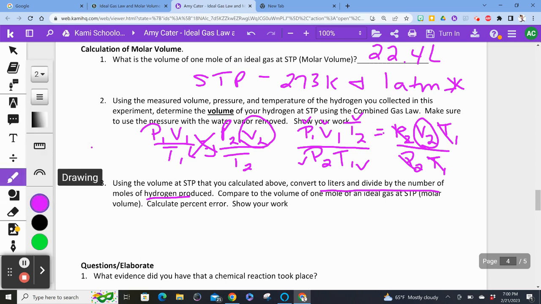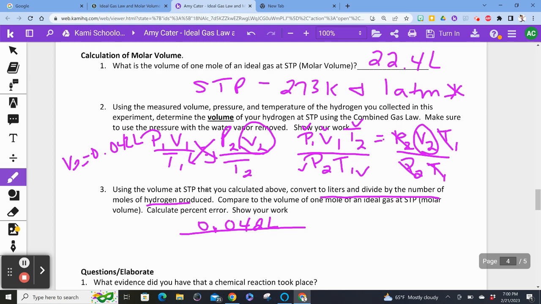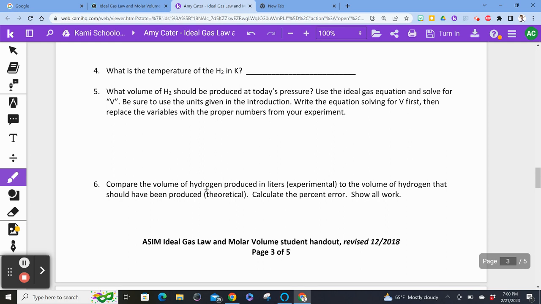Our V2 is 0.042 liters. Okay, so what I'm going to do then is take 0.042 liters, and I'm going to divide by the number of moles of hydrogen that I have. So the number of moles of hydrogen that were produced, remember we found that up there in number, where did we find that?